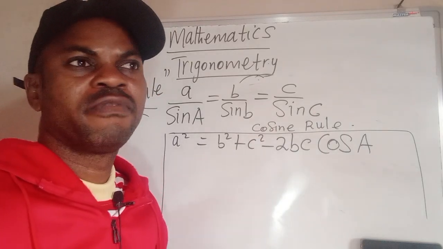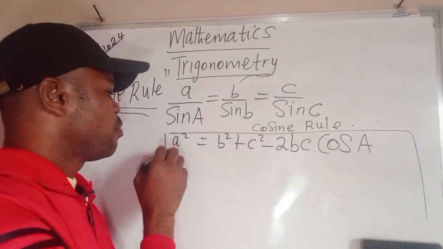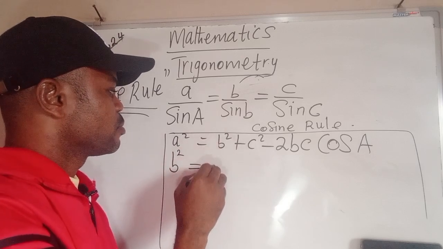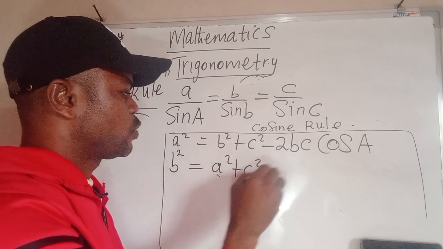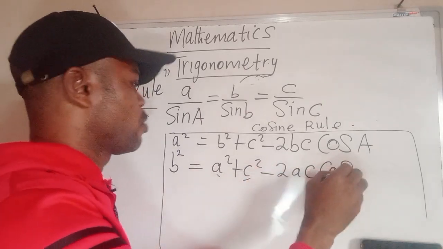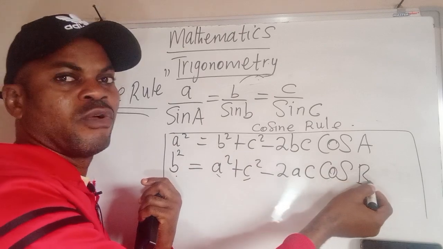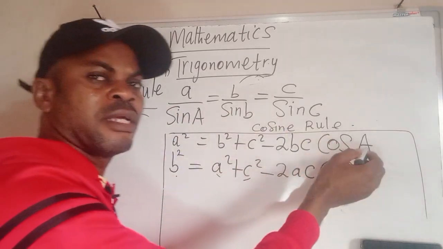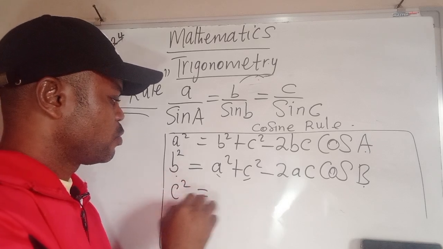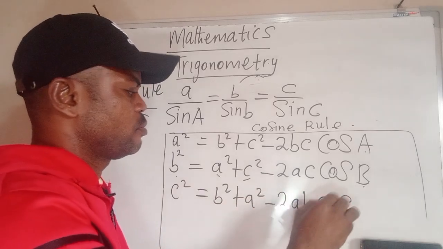The first formula is a squared equals b squared plus c squared minus 2bc cos A. Then the second formula is b squared equals the remaining two alphabets, a squared plus c squared minus 2ac cos B. The B you started with, observe it: side B and angle B, side A and angle A. So the last formula on the cosine rule will be c squared equals b squared plus a squared minus 2ab cos C.